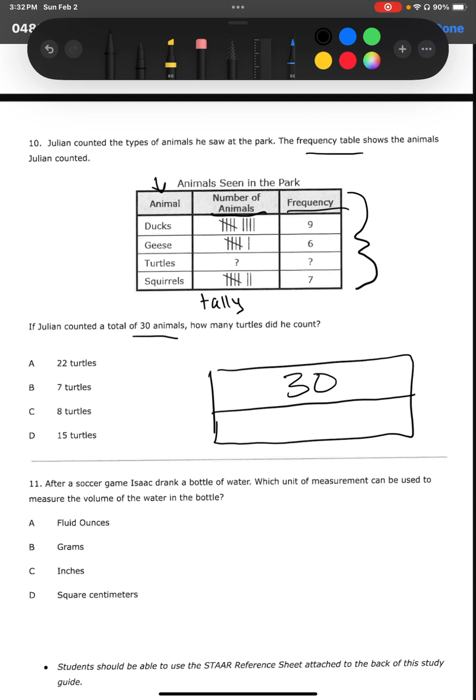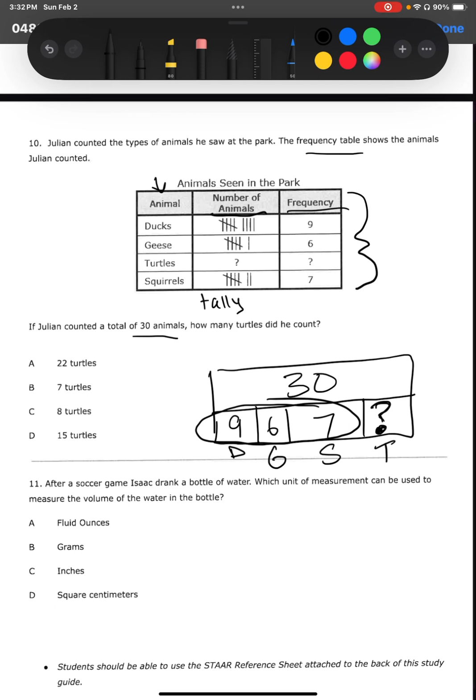In the bottom, we put our parts. Well, there are 9 ducks, 6 geese, an unknown number of turtles, so I'm going to leave that off or put that at the end here, and then 7 squirrels. Those are my 4 parts. To find this missing part, what I need to first do is add up what I know, the parts that I have. In this case, 9 plus 6 plus 7.